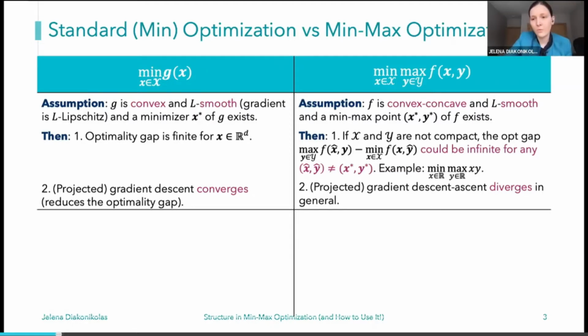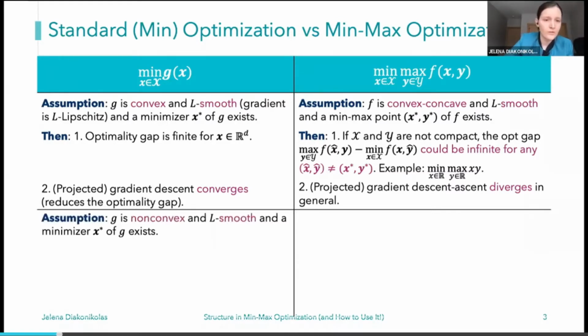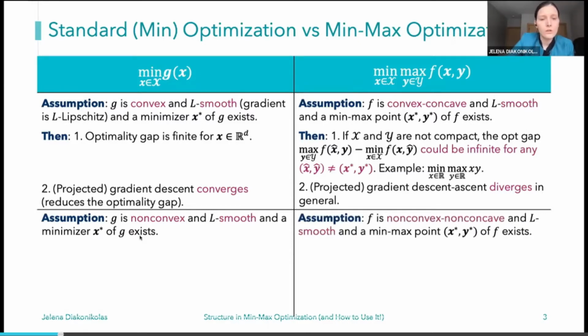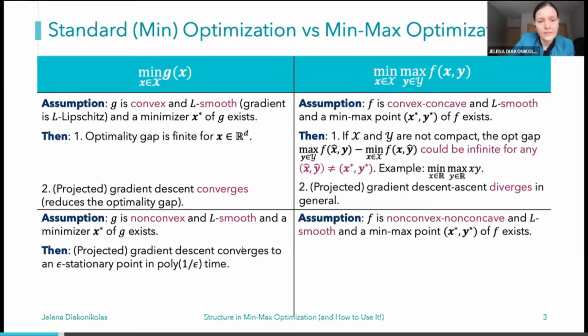Now, things become even more interesting when you start looking into non-convex setups. So for non-convex smooth functions, if a minimizer exists, or even if the function is just bounded below, we know that gradient descent would be converging to a point with gradient at most epsilon in poly 1 over epsilon time, so computationally tractable.